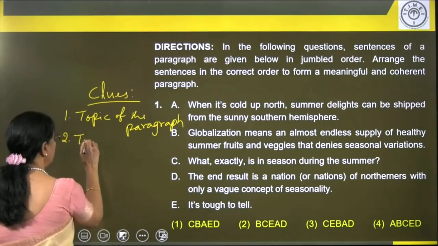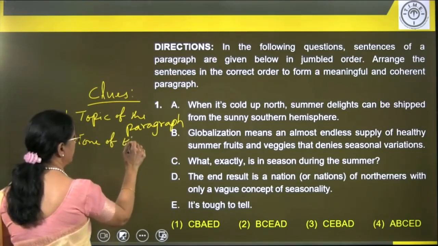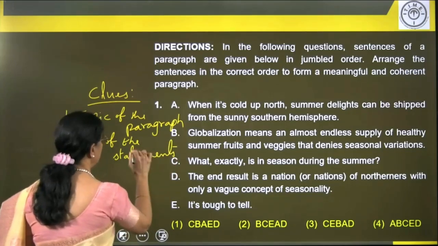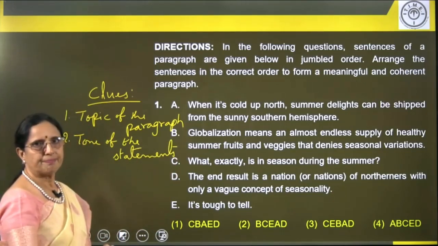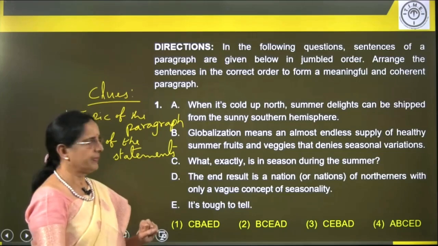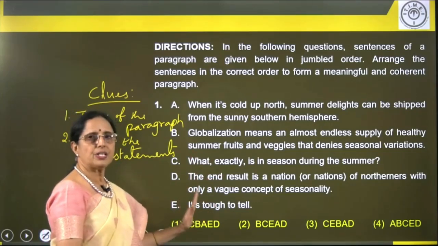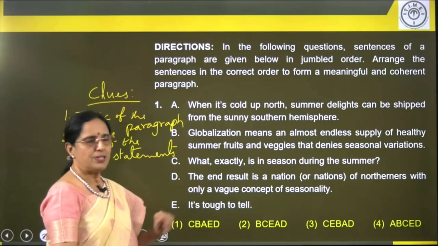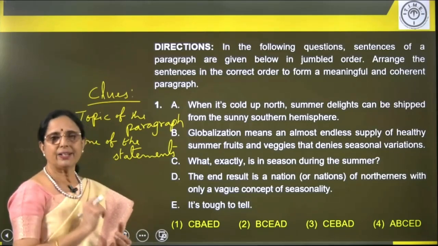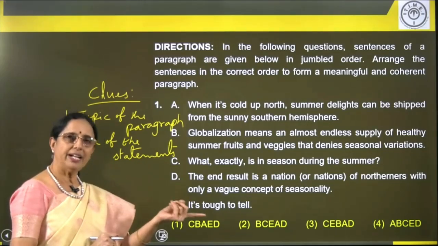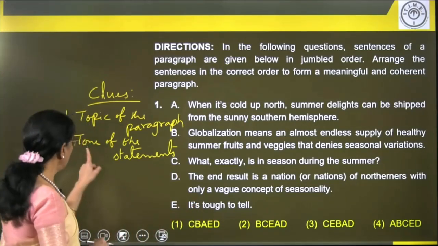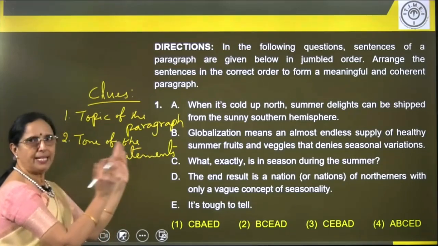Second, tone of the statements. What is this tone? Positive tone or negative tone? You know that one particular statement is in positive tone. Another statement starts with conjunctions like but, yet, still. So, you can combine them easily and directly because but is a conjunction used to join one positive idea and one negative idea, or one negative idea and one positive idea. So, tone helps you in forming the pairs.